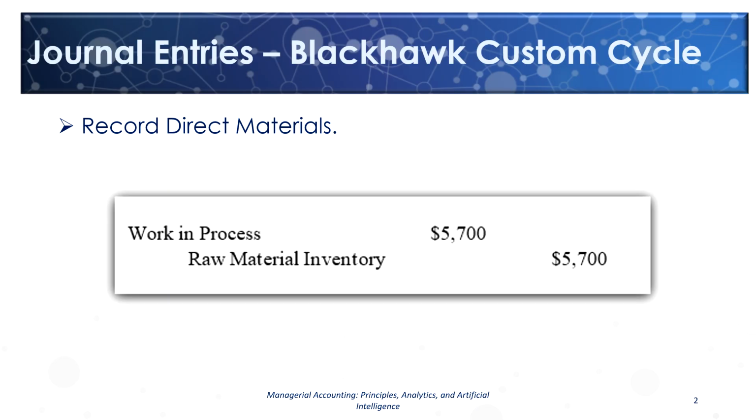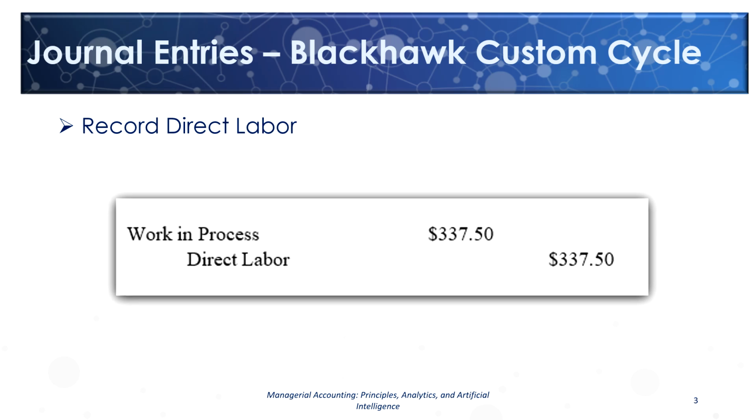First, when direct materials are issued into production, we debit work in process and credit raw material inventory. This reflects that materials are leaving raw material inventory and being used in production. Next, using information off the time cards, when direct labor is incurred, we debit work in process, and we credit either direct labor or wages payable, depending if wages have already been recorded. This records labor as part of the job.